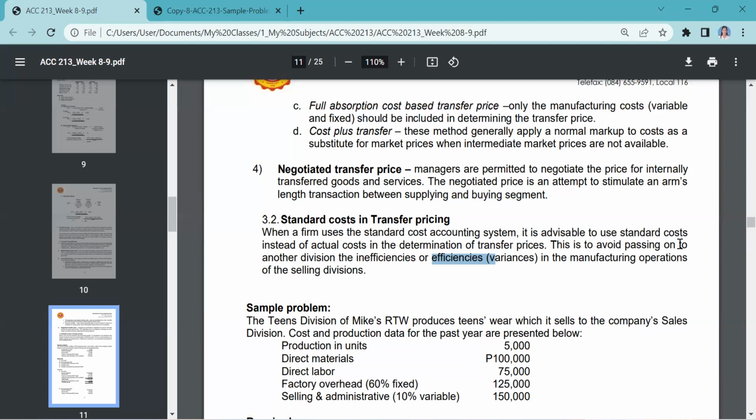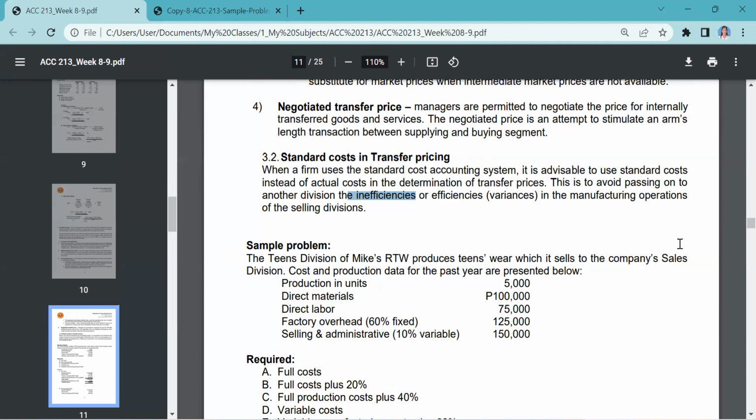Maybe they are performing well because of the effects of efficiencies which were forwarded to that particular division. Or if it is inefficiency, maybe the performance of the purchasing division looks very bad, but the reason is that they merely inherited the inefficiency of the selling division. So that's why what is acceptable or advisable is to use the standard cost in setting up your transfer pricing. Okay?